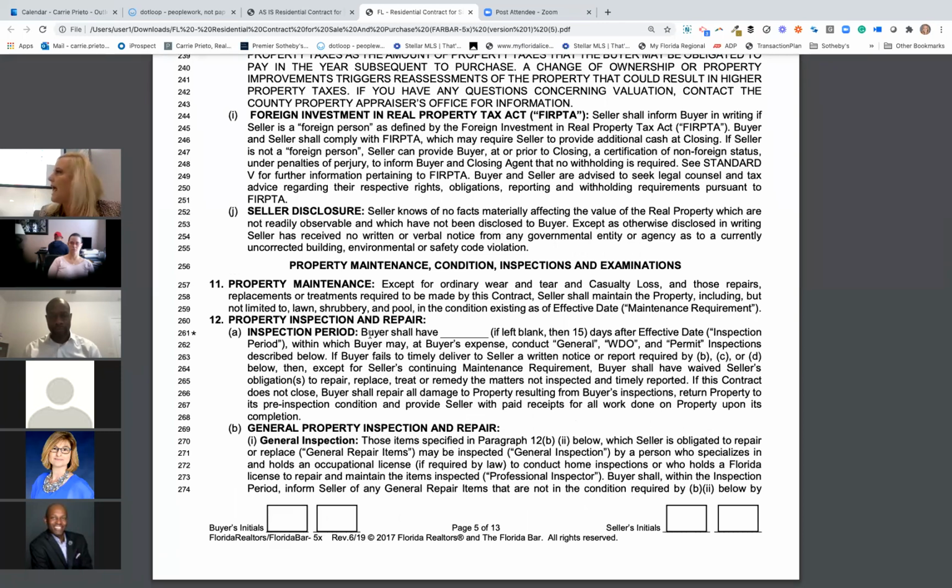Property inspection and repair. Morning, come grab a contract. Two of them. As-is and residential.